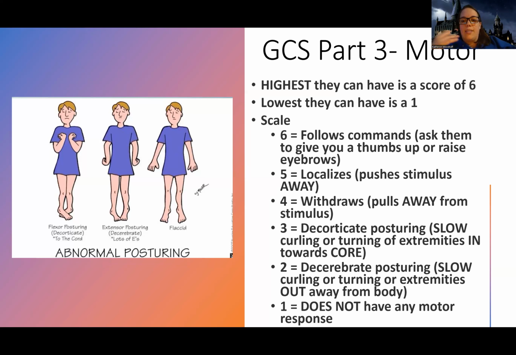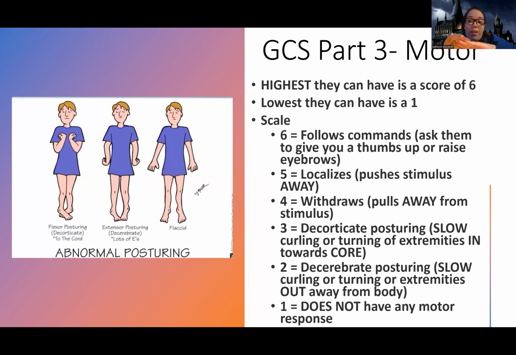Number 5 is localizes. Think of it this way: the person senses a stimulus, recognizes it doesn't want the stimulus, and pushes it away. You might hear about people doing nail bed pressure. Sometimes I still do this, but in reality it's kind of unsafe because there are a lot of diabetic patients, and the nails are a very sensitive area, so you want to be super careful. I usually recommend staying away from nail bed pressure. I always start with the tap first: tap, tap, tap, see if they wake up.